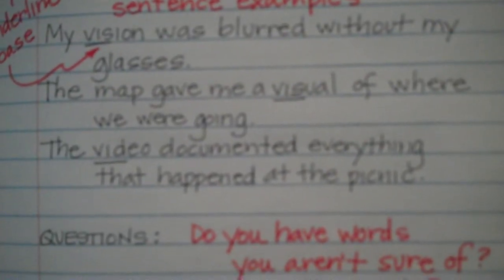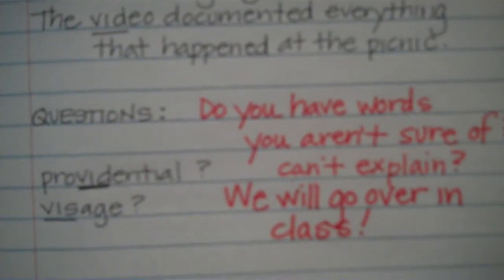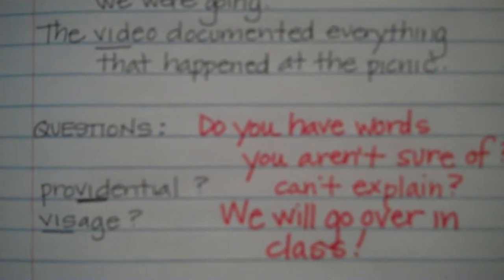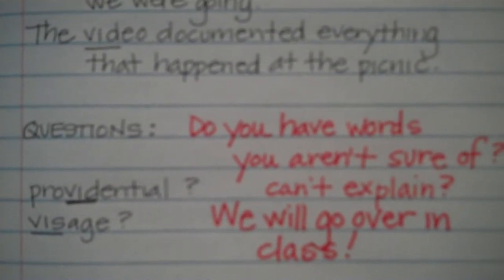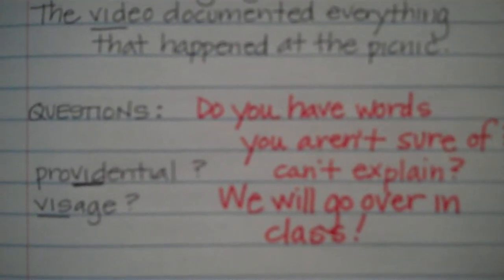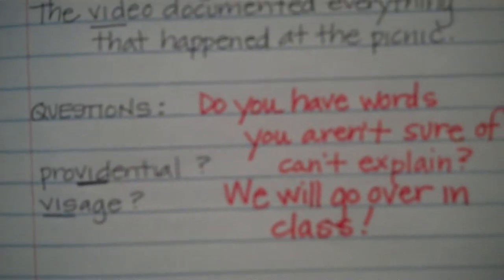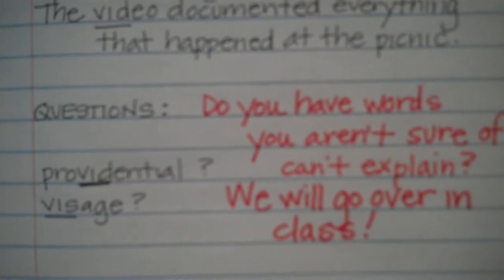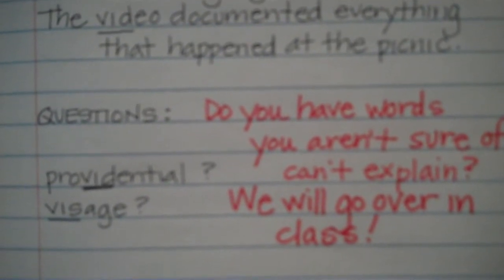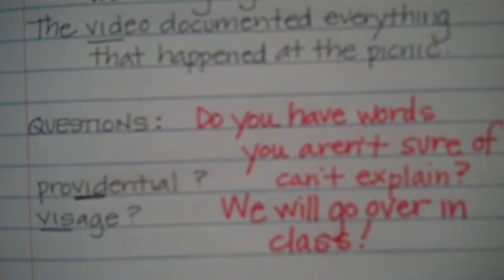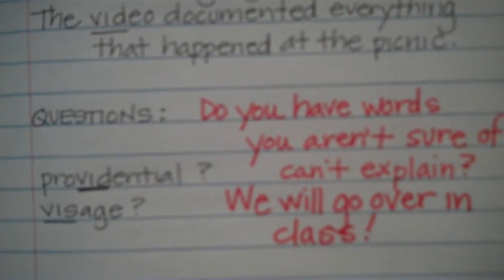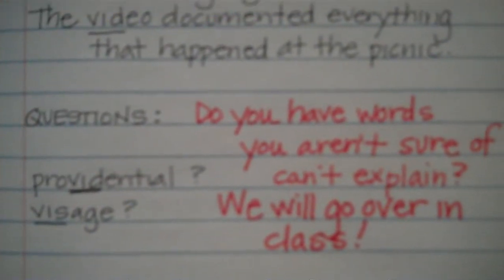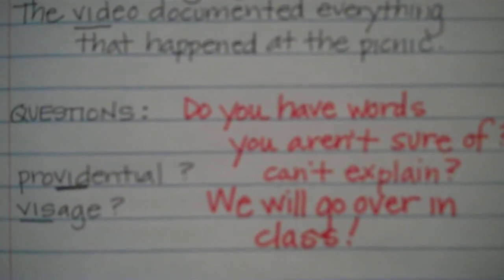After you have created a sentence for each of the examples, create a place in your journal where you can write down your questions. Do you have words that you aren't sure of, that you can't explain? Write them down and we will go over them in class. I have 2 examples of my questions. Is the word providential related to vid? I underlined the base word. Visage. I underlined V-I-S. Is this word related to the base? Remember, we'll go over these in class.